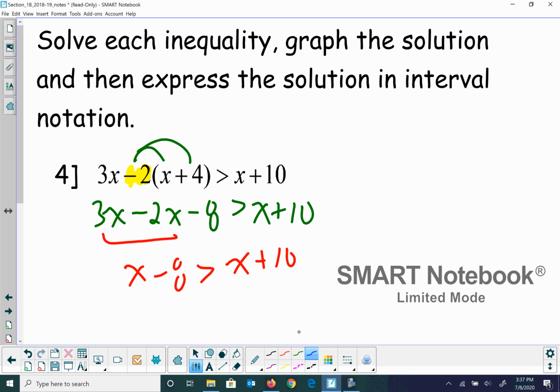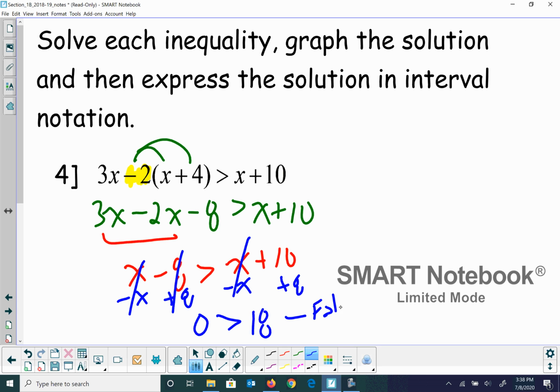Okay, so let's do it. We did the same thing we did. Subtract x from both sides. Add 8 to both sides. These cancel. These cancel. So 0 is greater than. Those cancel. 0 is greater than 18. Is 0 greater than 18? Not this week. So this is a false statement. Okay, it's a false argument.